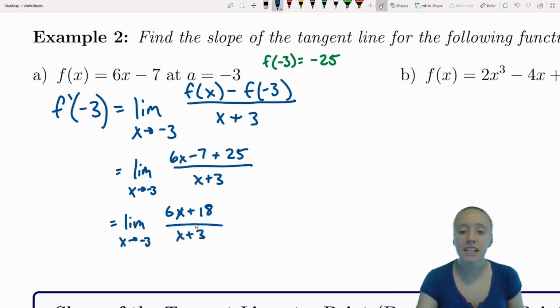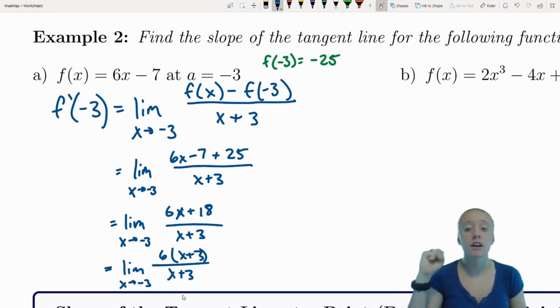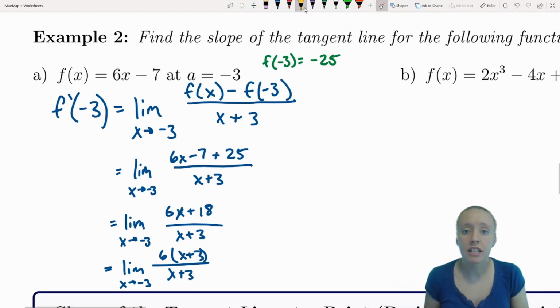Well, 6x + 18, we can pull a 6 out of every term in our numerator. So we're going to have the limit as x approaches negative 3 of 6 times (x + 3) all over (x + 3). You can see when I pull that 6 out of 6x, it becomes just an x. And when I pull 6 out of 18, it becomes a 3. Now, look what happens. That x + 3 cancels out to leave me with 6. So my derivative at the point x equals negative 3 is 6.